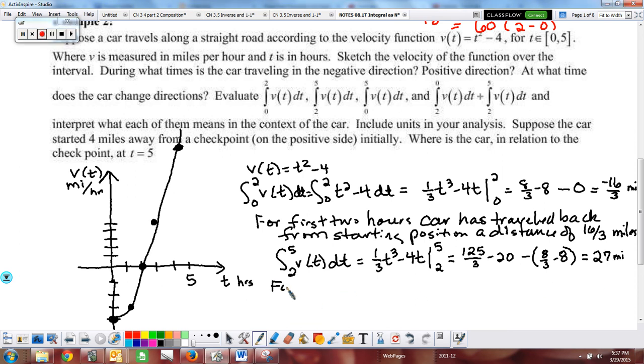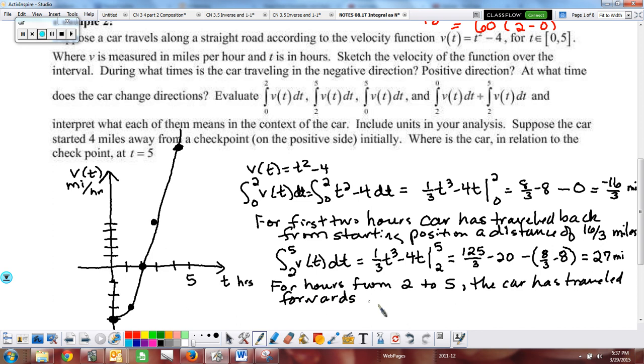All right, and so once I get that, what does that tell me? That tells me for the hours from 2 to 5, so for those 3 hours, the car has traveled forwards 27 miles. So from where they were at 2 hours, they've traveled 27 miles in the forwards direction.